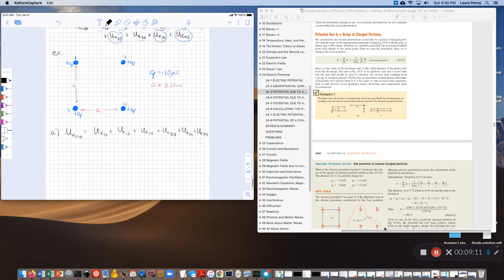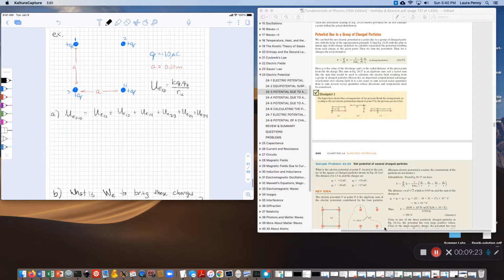Now, again, remember that for any 2 pairs, it's going to be k q1 q2 over r12, not squared, not absolute valued. So when I go through and do this, they all have a q, and they're all positive qs too. And so every single one of these pairs is going to have a k, a q squared, and an a in the bottom. Some of them might be more than that.